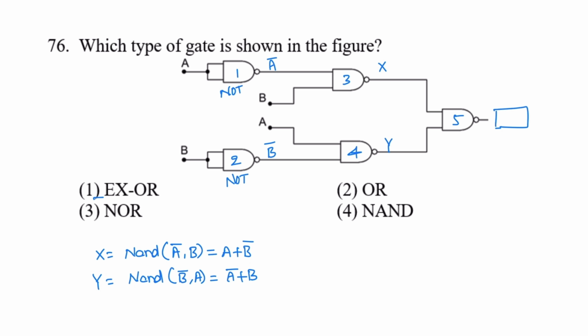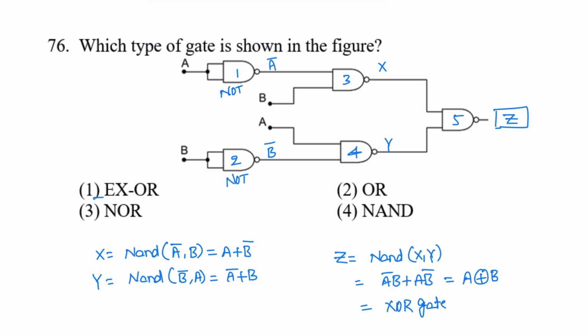Now the final output, X and Y, is given to a NAND gate. Let us assume this is Z. So Z is equal to NAND of X, Y. The output here is A bar B plus A B bar. So it is an XOR gate, that is A XOR B. So the correct option is 1.